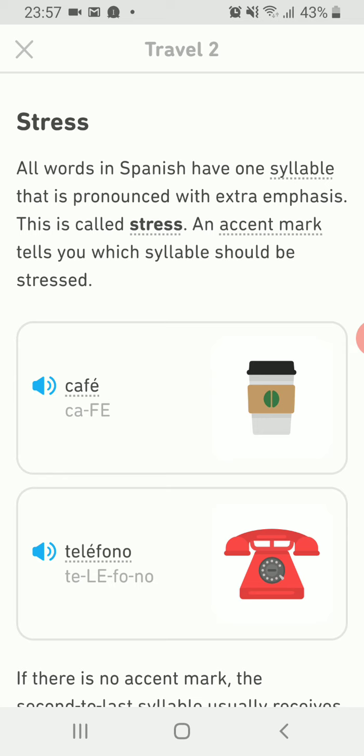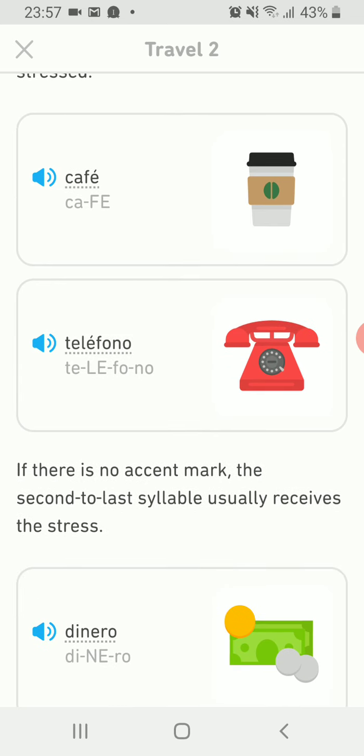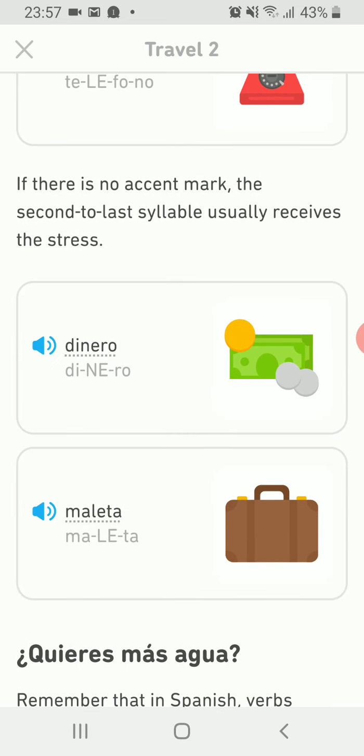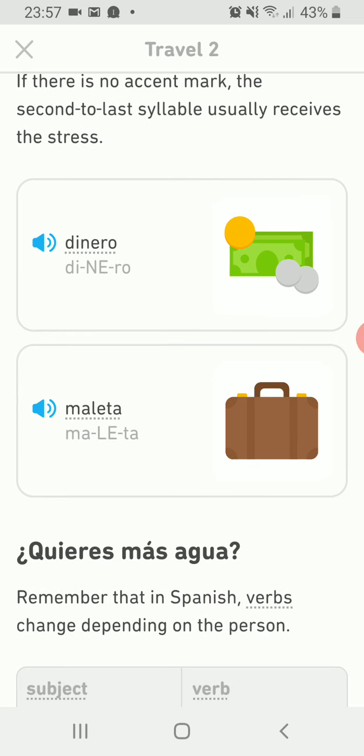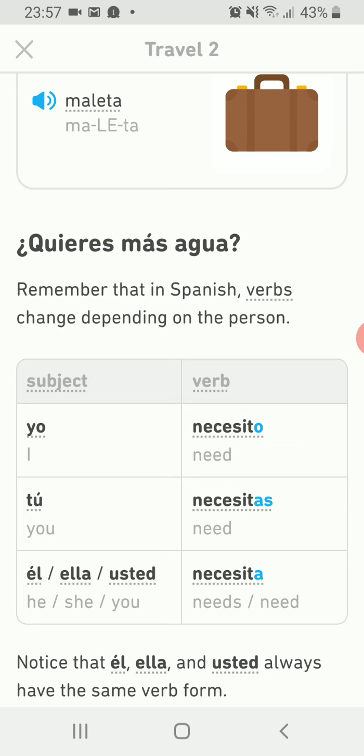Stress. All words in Spanish have one syllable that is pronounced with extra emphasis. This is called stress, and an accent mark tells you which syllable should be stressed. Café, teléfono, and if there is no accent mark, the second to last syllable usually receives the stress. Dinero, maleta, and ¿quieres más agua? So this is a question.